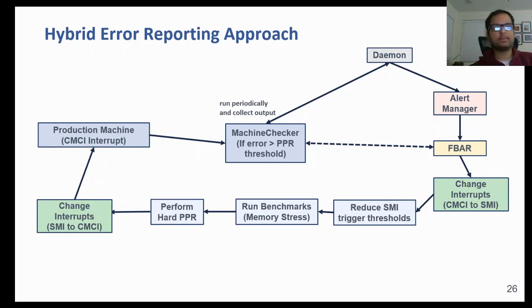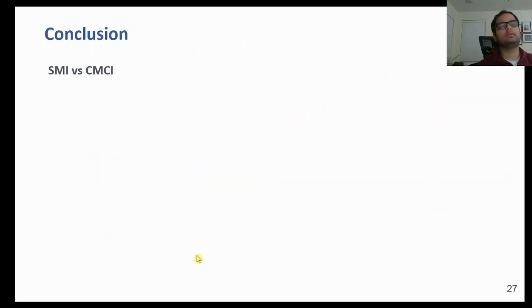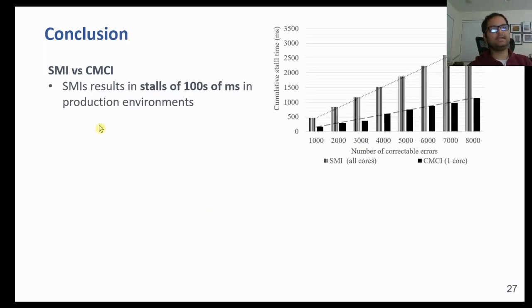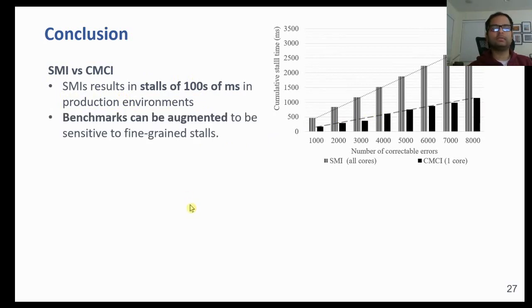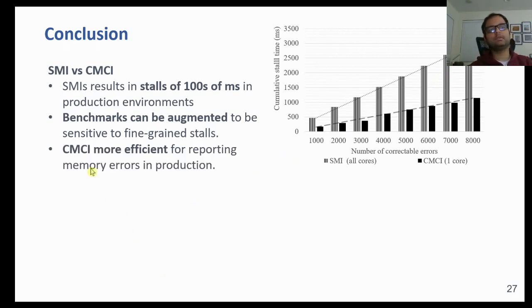Now that we have covered the hybrid error reporting approach, let's go to the conclusion and try to summarize the presentation. So we see SMI versus CMCI. With SMIs, we see hundreds of milliseconds of stalls in production environments, and these can be expensive for a variety of applications. We also see that benchmarks can be augmented to have fine-grained stall detectors so that we can detect CPU stalls. In addition, we saw that CMCIs are more efficient for reporting memory errors in production as they see stalls only on one core and they also see a lower trend.